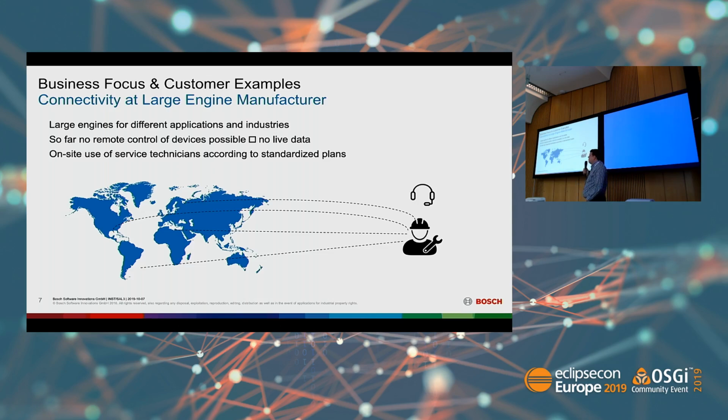And so these companies currently have lots of problems. They have large engines for different applications and industries, so for example, for plants, for ships, and so on. So they are very different in size and power and so on, right? So today they have no way of remotely controlling these devices, and they also don't receive any live data from there. And basically, if there is a problem with this asset, that can today only be fixed with on-site technicians.